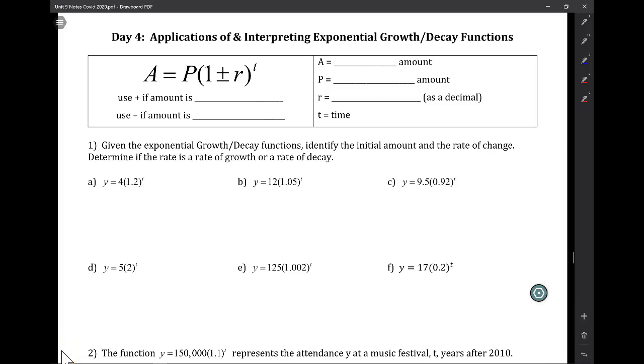Hello and welcome for day 4 of Unit 9. Today we are going to be talking about applications of and interpreting exponential growth and decay functions.